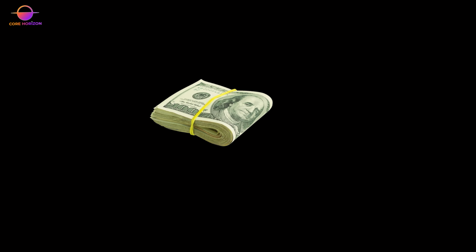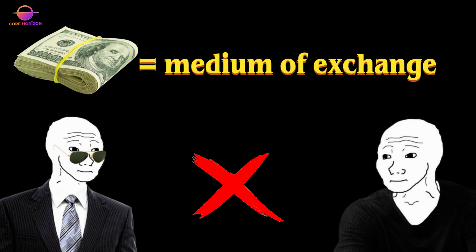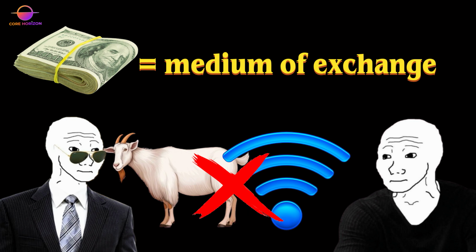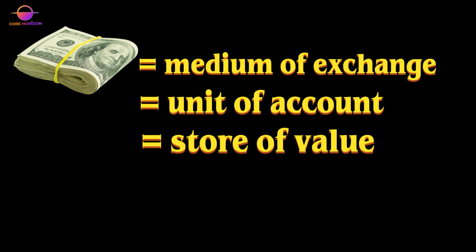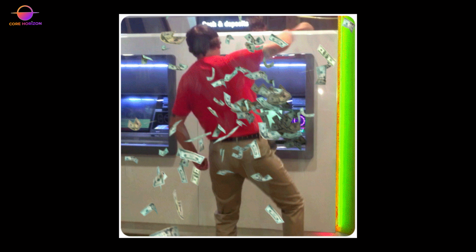You earn money. Money is just a medium of exchange. It avoids the whole I'll trade you a goat for some Wi-Fi situation. Money also acts as a unit of account so we can count stuff and a store of value so we can save up to buy slightly larger TVs later. In other words, money is economic lube. It keeps the gears of trade spinning.